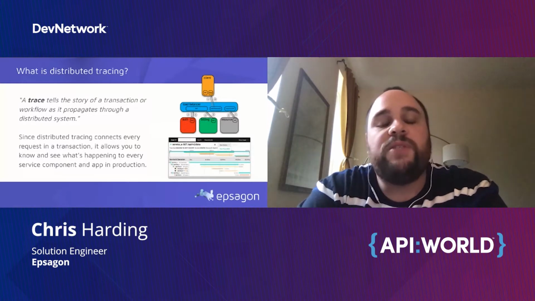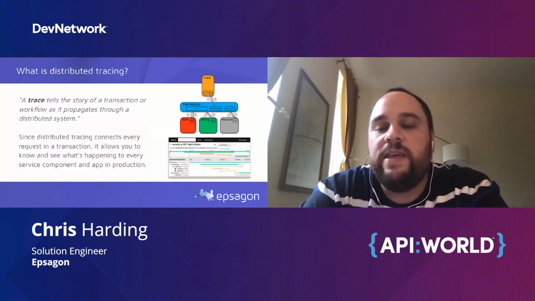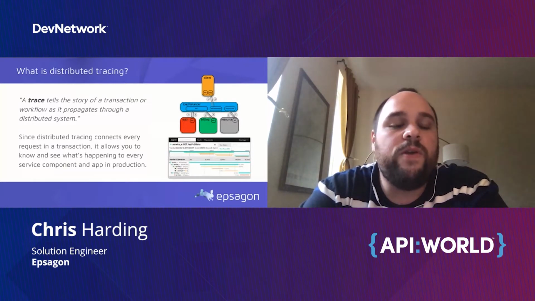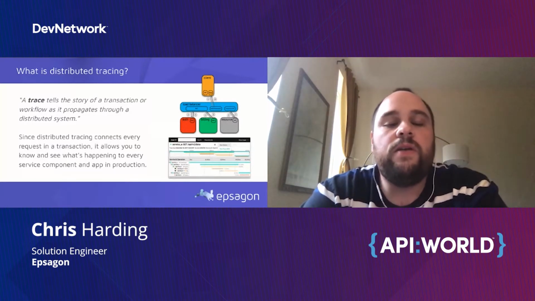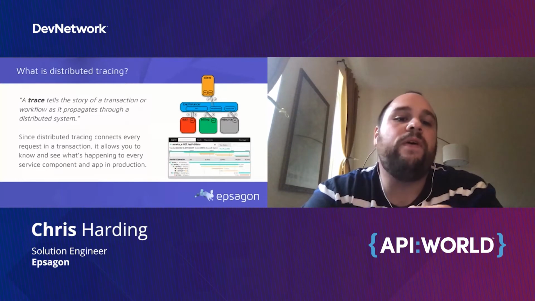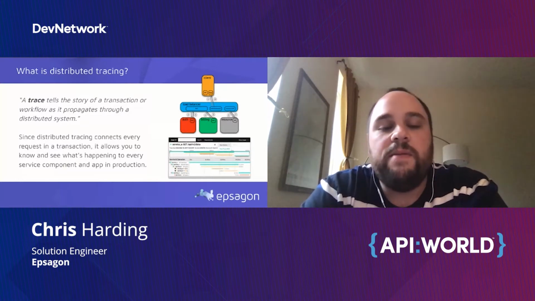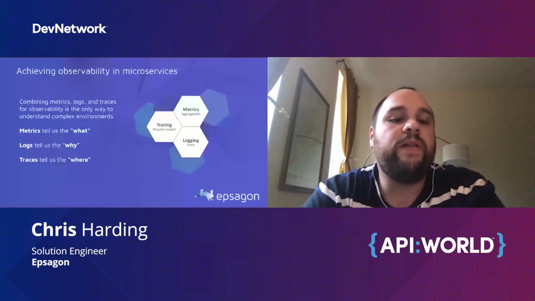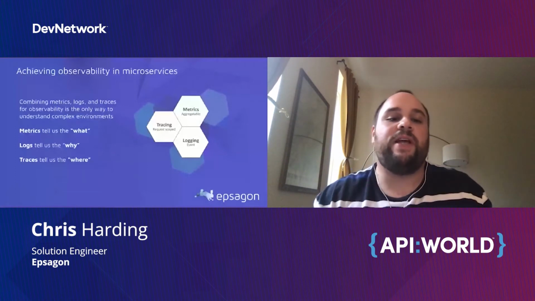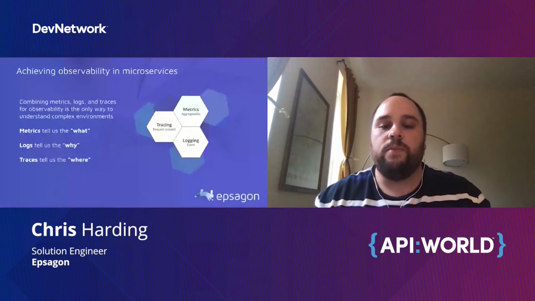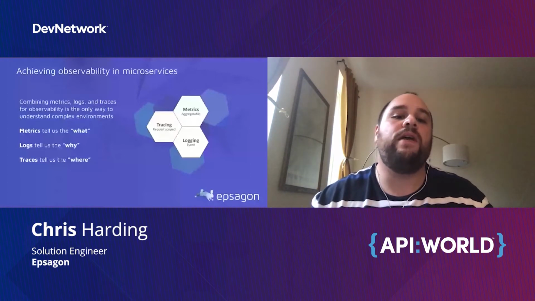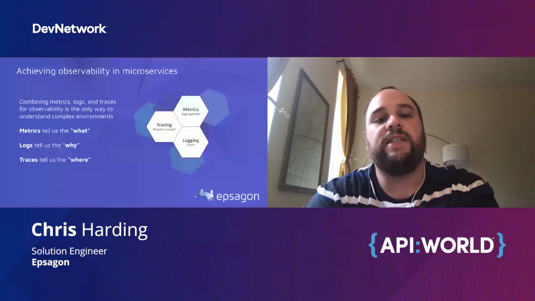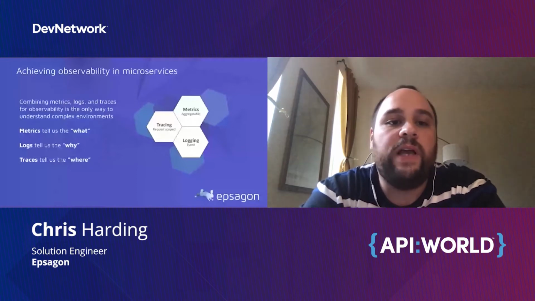Right, so here at Epsagon, we strongly believe that within these complex microservice environments, when you're working with all these APIs, the only way to really achieve observability is by combining metrics, logs, and traces, the three pillars of observability. Because as I mentioned, metrics tell us what, logs tell us why, but traces really tell us where, and they connect those other pieces back together in a really powerful and unified way.